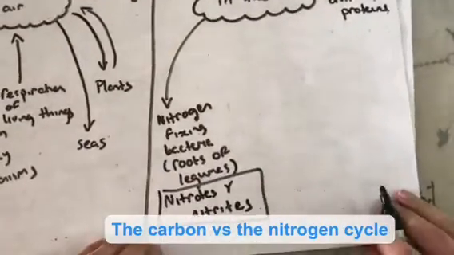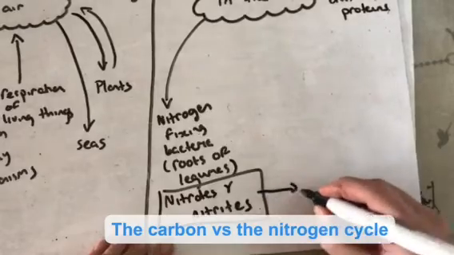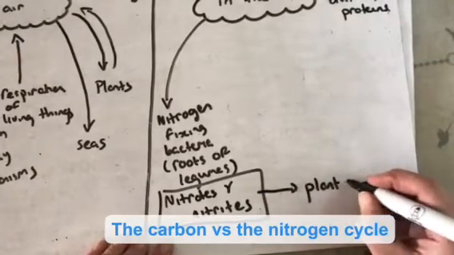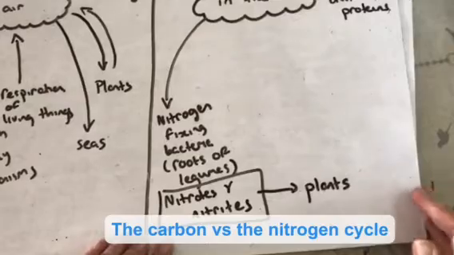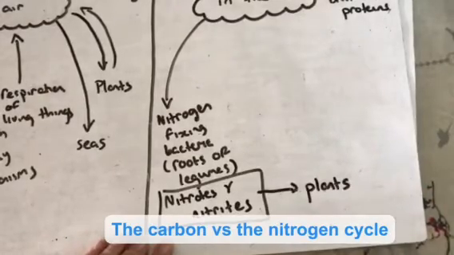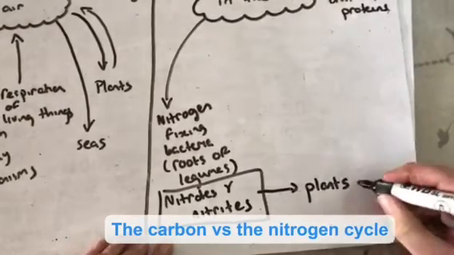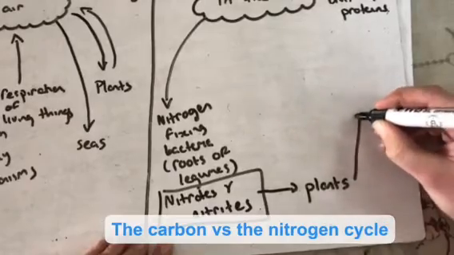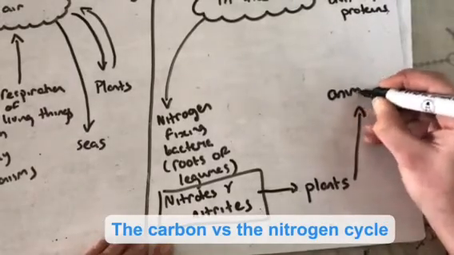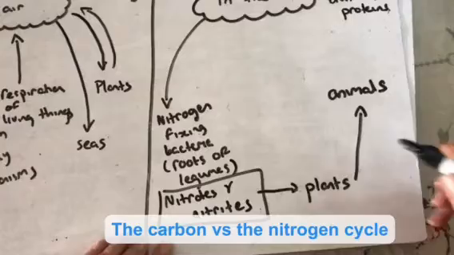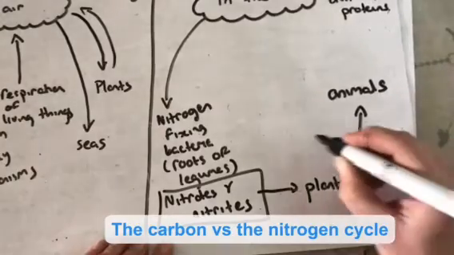Then those nitrates and nitrites can be taken up by plants, and they put them into their proteins and into their DNA, and then obviously they can be taken up by animals. That's called assimilation. So we've got animals there. Assimilation, I'll try and spell that.